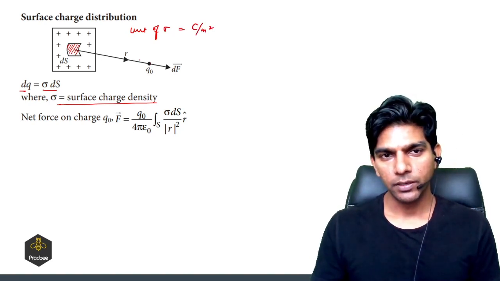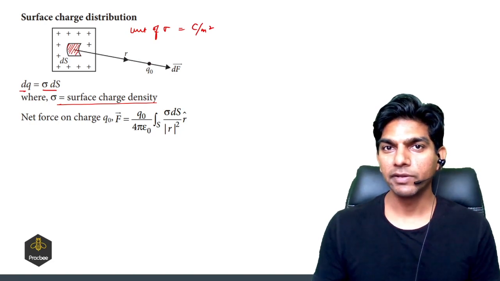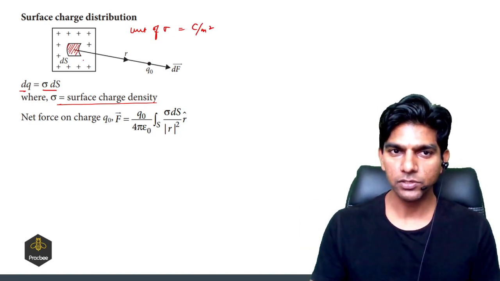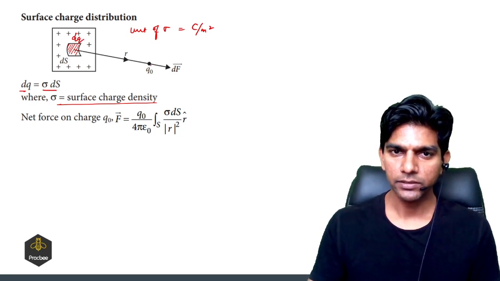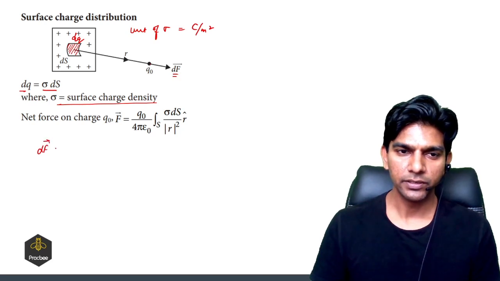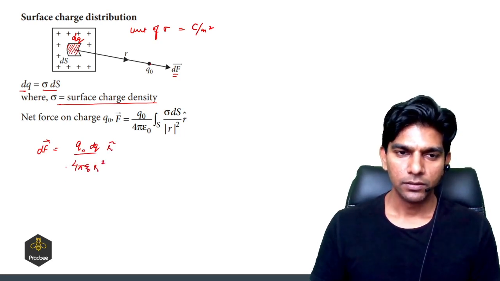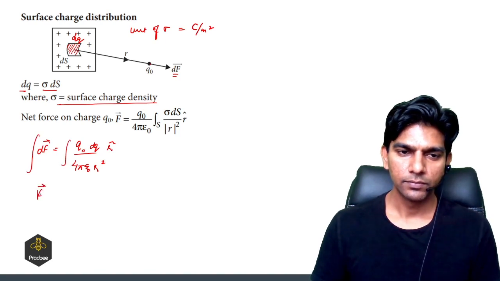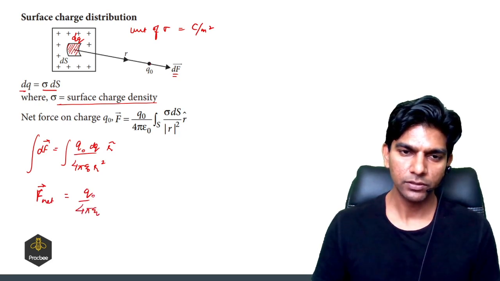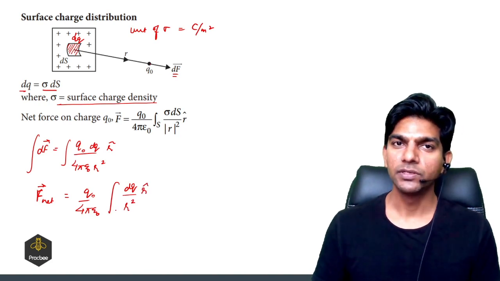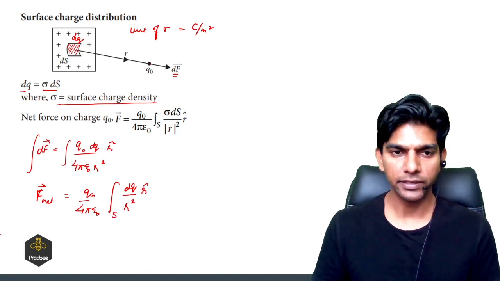Now we can apply Coulomb force. Since this dS is very small, we can treat it just like a point charge, and then we can apply Coulomb's law. So this is dq, and this is q naught. So the force of repulsion will be dF, which can be written as q naught times dq divided by 4 pi epsilon naught times r square times r cap. And if we integrate this, the net force will be given as q naught upon 4 pi epsilon naught integral of dq upon r square r cap, and this integral will be over the entire surface, right?